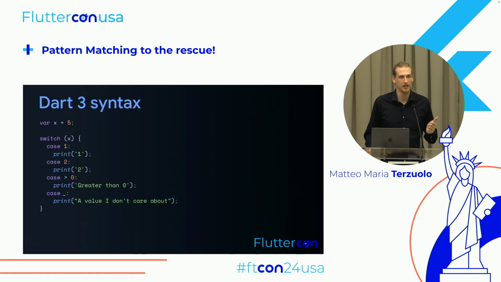Or we can use a wildcard. It's an underscore, and it basically tells the switch that we don't care about the value of the captured variable, and we want just to create a fallback branch.